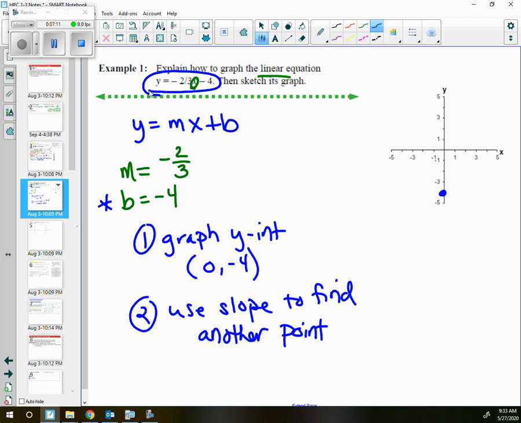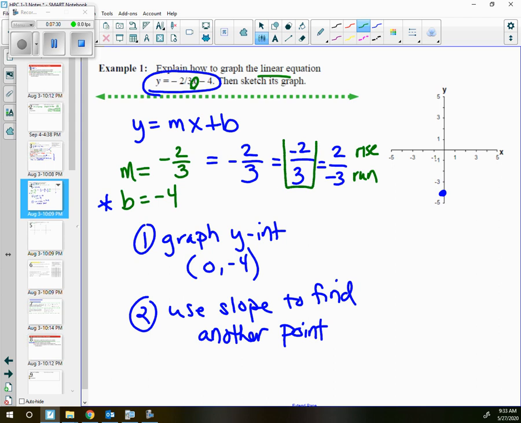So let's take a look at what this slope is. I'm going to write it a couple different ways. A lot of times you'll see it like this, with the negative sign just out front. In a fraction, that means the negative sign could go in the numerator, or the negative sign can go with the denominator. So let's look at the different ways of being able to represent that. Remember, this is rise over run.